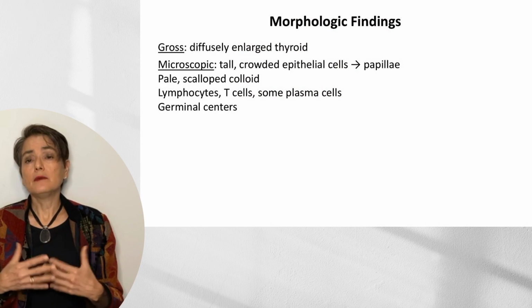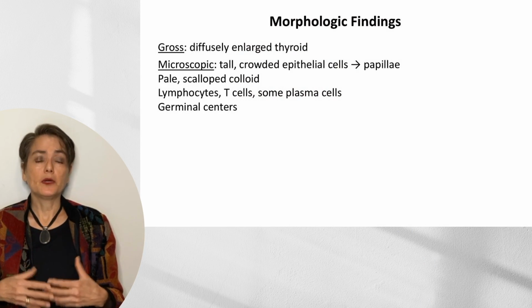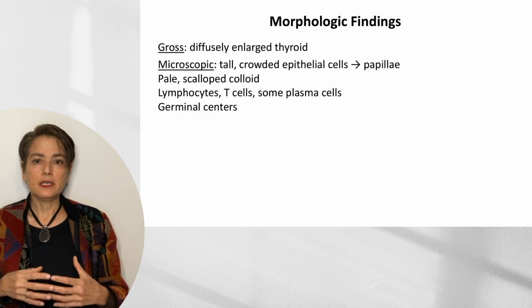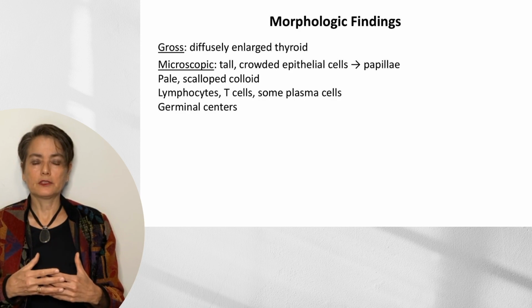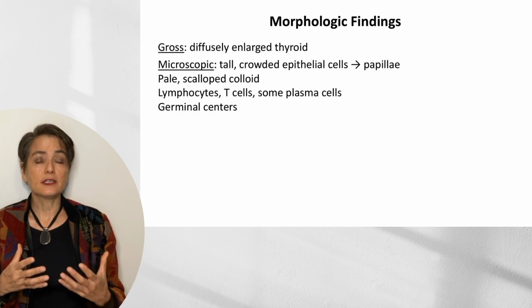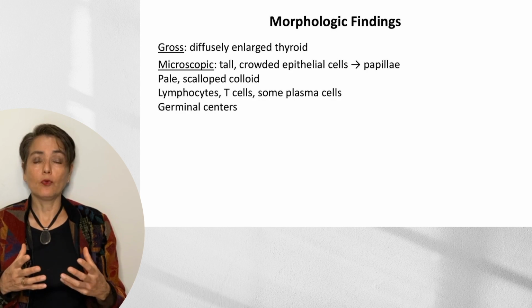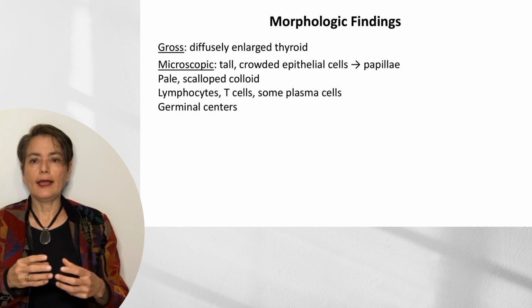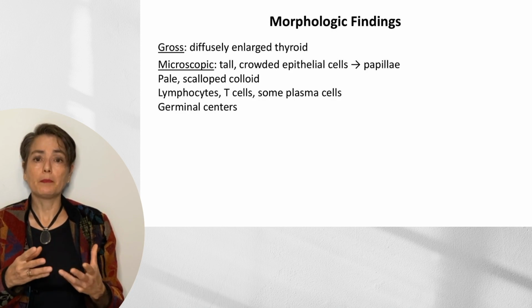So what do we see morphologically regarding the thyroid is we're going to see this diffusely enlarged thyroid. And microscopically, we're going to see these tall, crowded epithelial cells. So remember, the thyrocytes are receiving what they think is a signal to start generating T3 and T4. And they're being told to do it very quickly and get it out. So they're going to be very activated and hyperplastic, which can form small papillae.